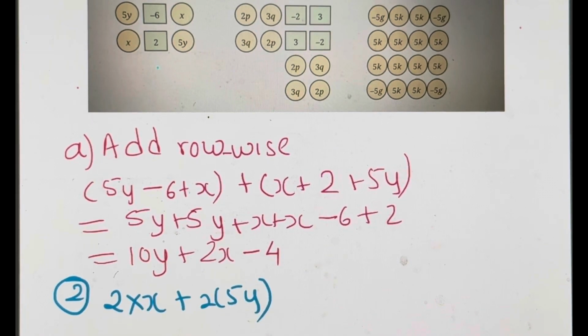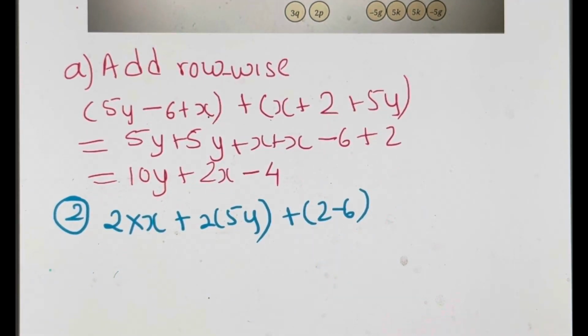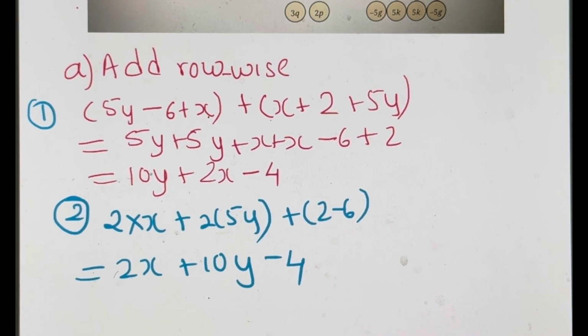And then the numbers without any letters are together, so you can write it as plus 2 minus 6. If we solve this, what do we get? 2 into x is 2x, 5 2s are 10y, and 2 minus 6 is minus 4. So here 10y, 2x, minus 4. The order is not important, the signs are important. This was one way, and this is the second way, when we add term wise. Now if we add column wise, the third way.